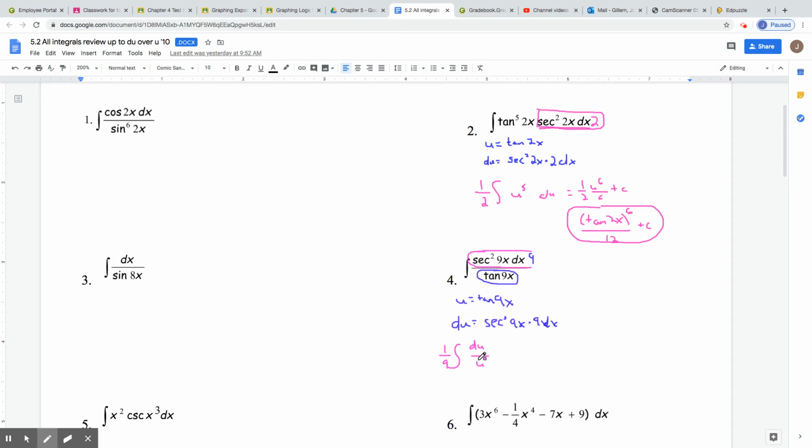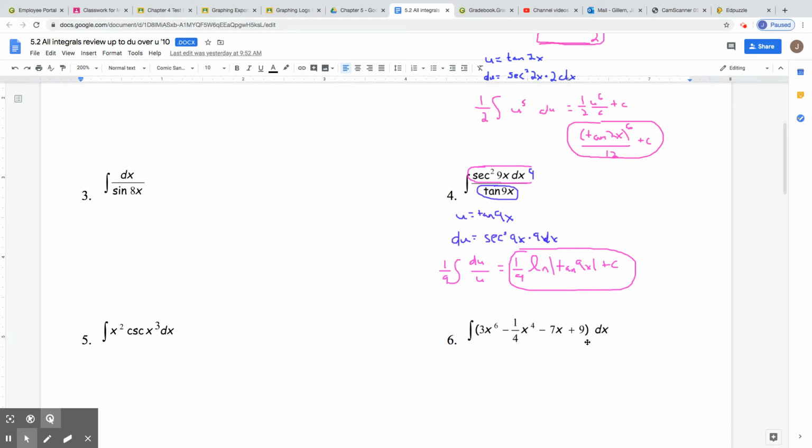If you forget what the integral of du over u is, it's on the right-hand side up top on the formula sheet. Remember, just keep the 1/9 out there. It is the natural log of the absolute value of u, which in this case is tangent 9x, plus c. So there's our answer: 1/9 natural log, absolute value, tangent 9x plus c. All right, 6.